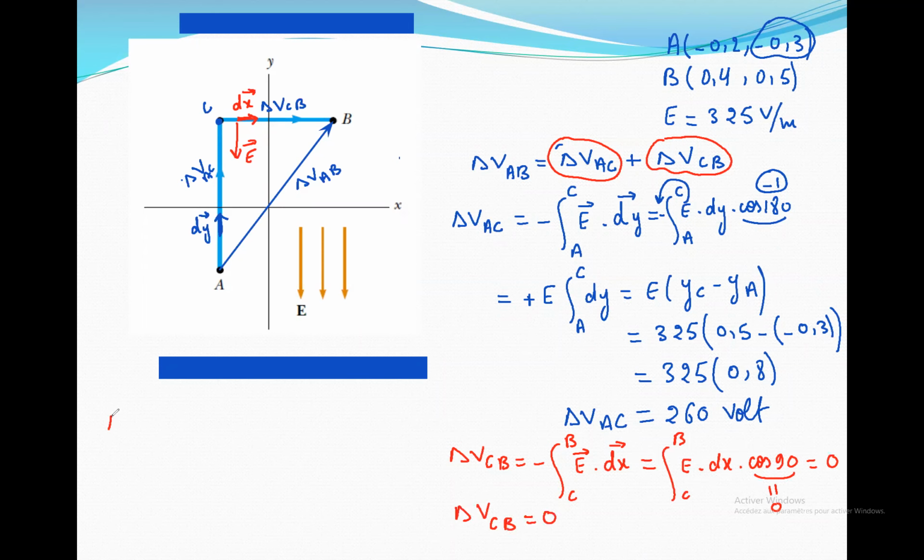We can finally write delta V AB equals delta V AC plus 0, which equals 160 volt. Okay, what can we have as a conclusion? Okay, this is the answer.